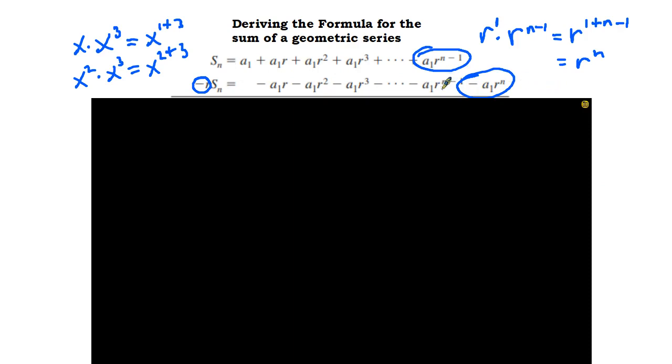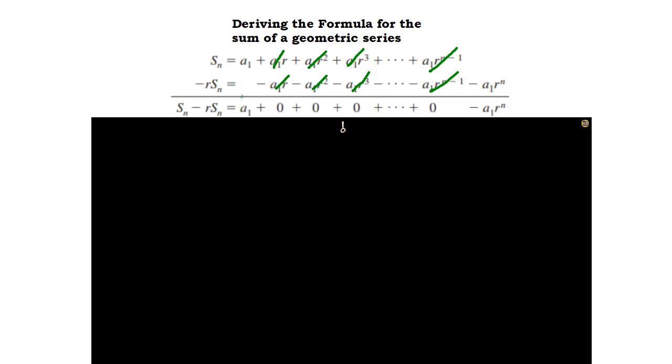Now here's the part that's really cool. What happens is, if we add all the terms together in the top row and the second row, this cancels with this cancels with this cancels with this, all the way out to here. These all cancel. The only thing that's left over is a sub 1 minus a sub 1 times r to the n. And then over here on the left, we have s sub n minus r times s sub n. So let's take a look and see what that looks like.